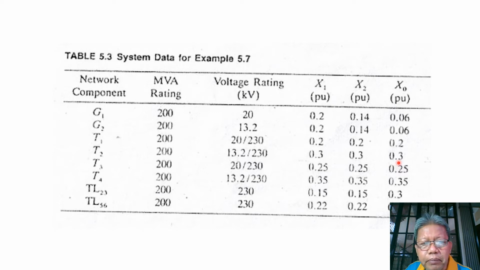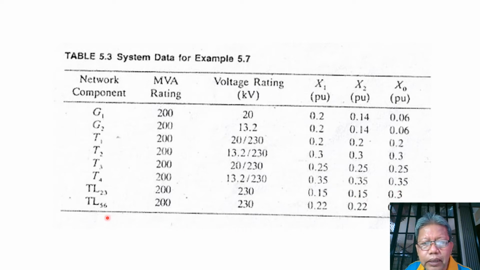Now for T3, it has an MVA rating of 200 and voltage rating of 20 to 230 kV, and positive sequence reactance of 0.25, negative sequence reactance of 0.25, and zero sequence reactance of 0.25. And for T4, it has an MVA rating of 200, voltage rating of 13.2 to 230 kV, then positive sequence reactance of 0.35, negative sequence reactance of 0.35, and zero sequence reactance of 0.35.